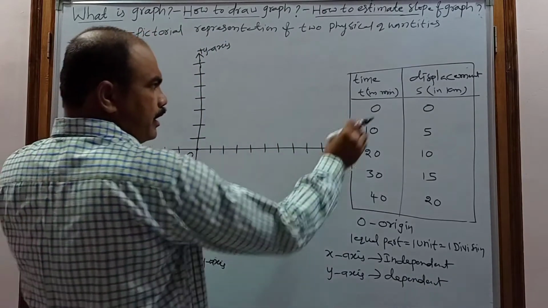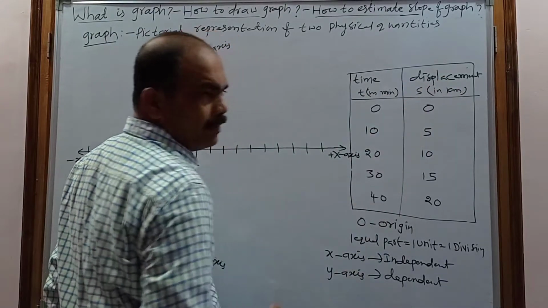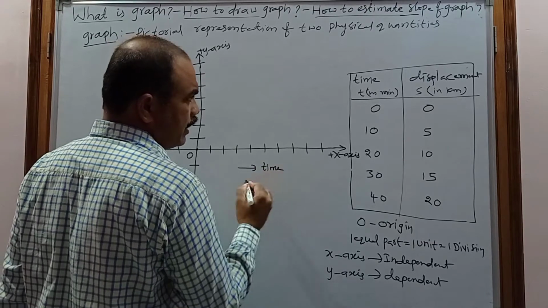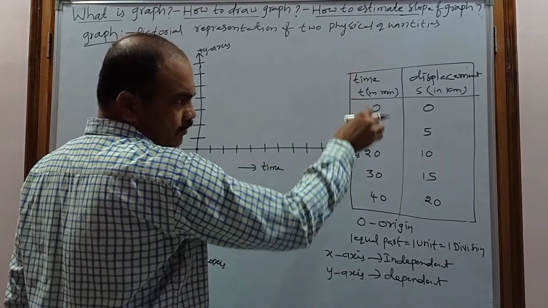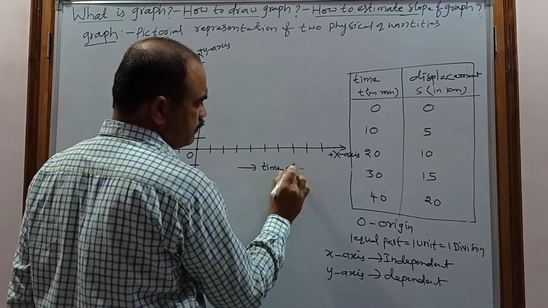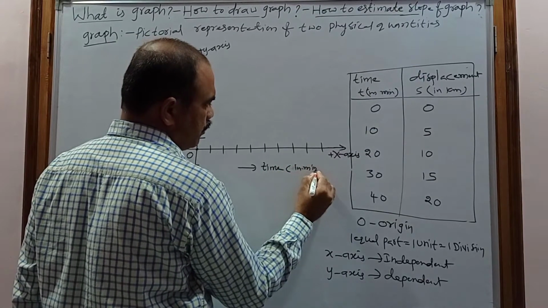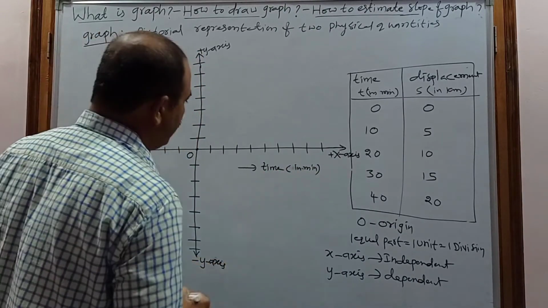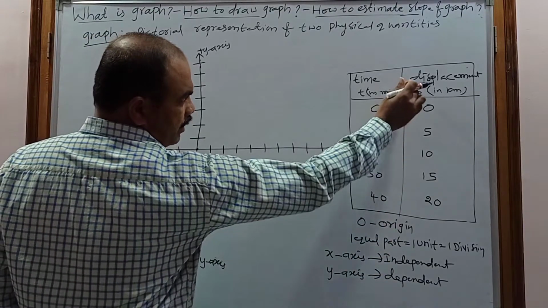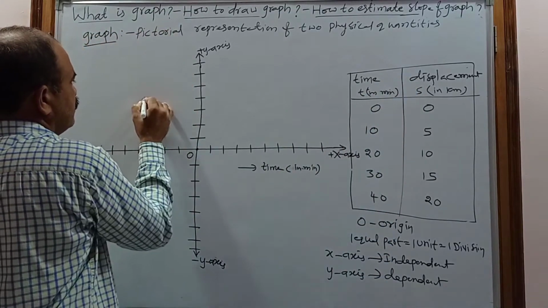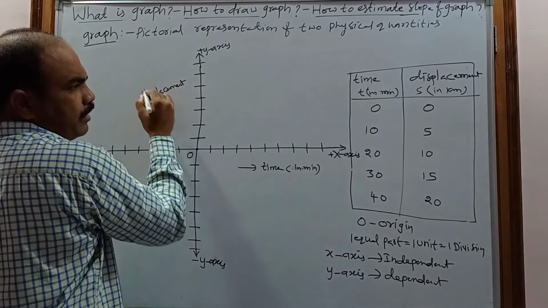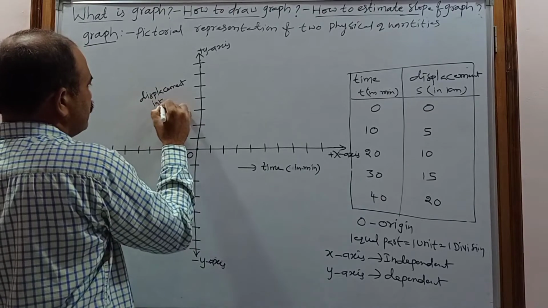Now here the time is the independent and displacement is the dependent quantity. So that's why on the x-axis I am taking the time. The time will be in minutes, so you have to write that t is in minutes. And next, I am taking the dependent quantity. What is the dependent quantity? Displacement, on the y-axis. But the displacement is in kilometers.